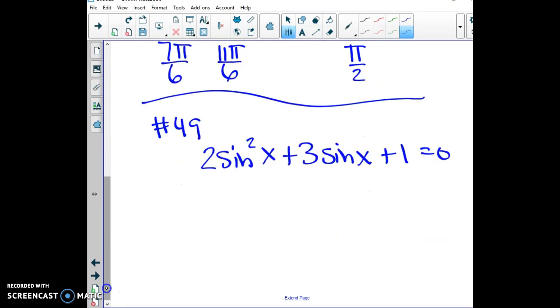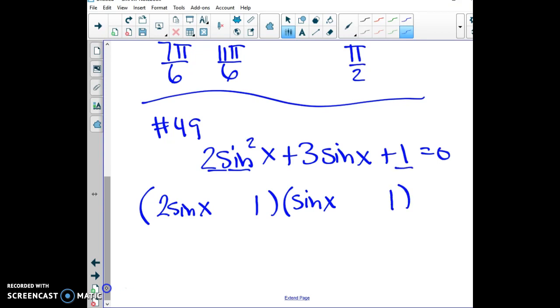So very similar to example 5 that we just did, we see that our first terms in our binomials have to give us a product of 2 sine squared x. So we know that factors of 2 are just 2 and 1. So sine x times 2 sine x gives us 2 sine squared x. And we know that our last terms, our factors, have to be 1 and 1 because our product is 1.